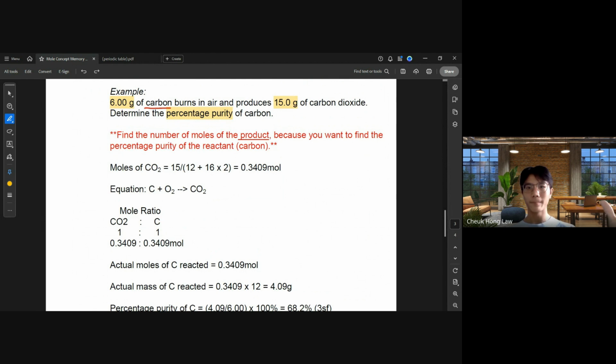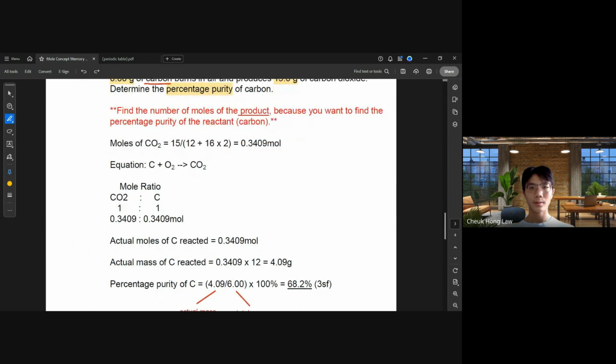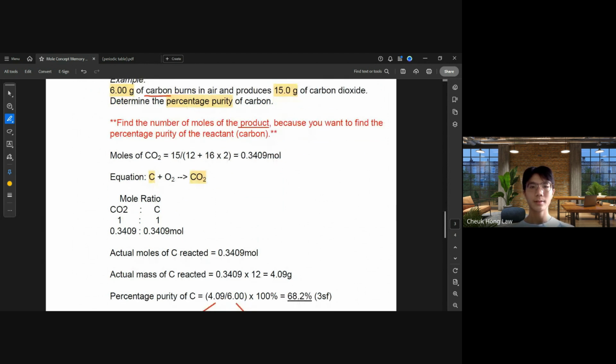Now what do I compare? I compare carbon dioxide with carbon. Very simple. Carbon dioxide with carbon. The mole ratio is 1:1, based on the chemical equation, right? Carbon and carbon dioxide, 1:1.